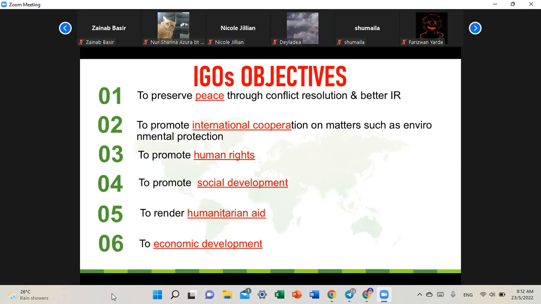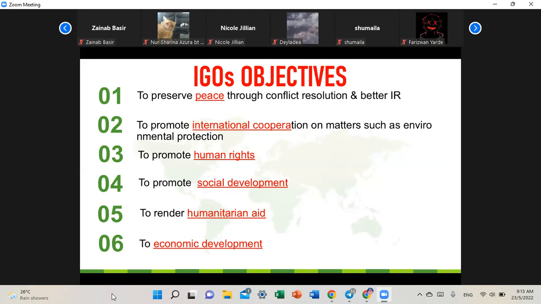So these are the 6 common reasons by which you can identify all these IGOs that have been established. The first one, to preserve peace through conflict resolution and better IR. Okay, different IGOs approach the issue in different ways. In the United Nations, they resort to military deployment melalui peacekeeping missions. In ASEAN, they say do not interfere at all. Jadi both still aim for mutual peace, but through different approaches.